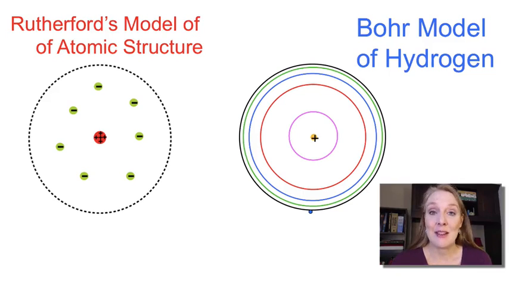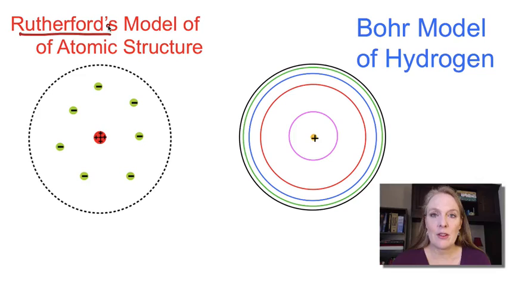These equations mathematically fit the data quite well, but a physical model for the hydrogen atom was not able to explain these equations until Niels Bohr presented his model for the hydrogen atom in 1913. His model was a refinement of Rutherford's model of the atom, which was developed in 1911.